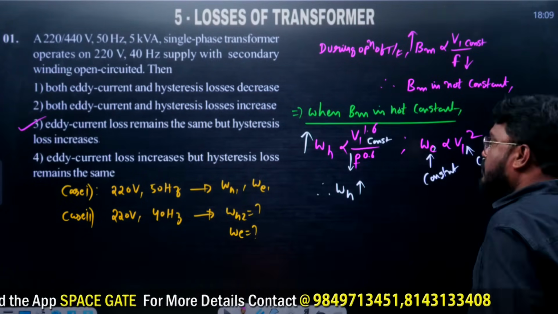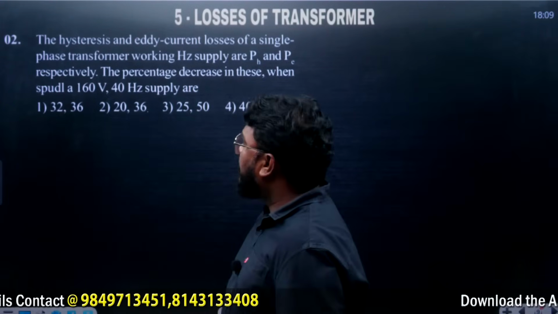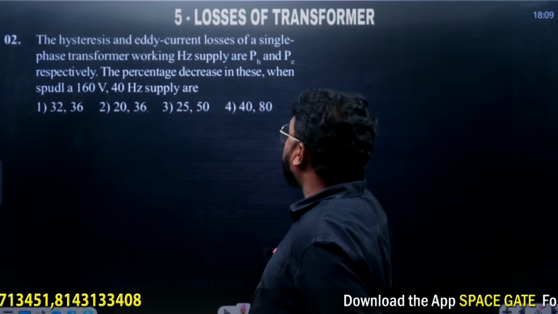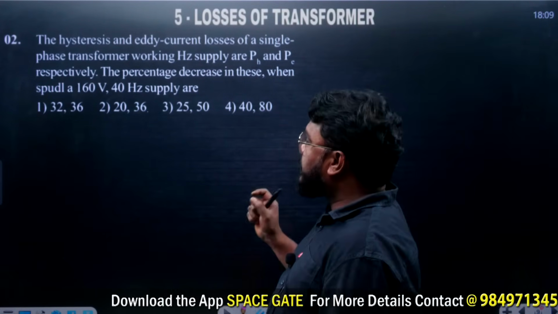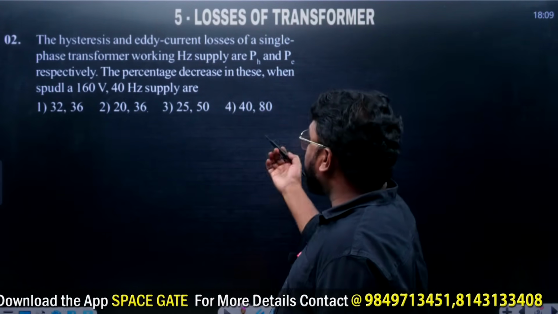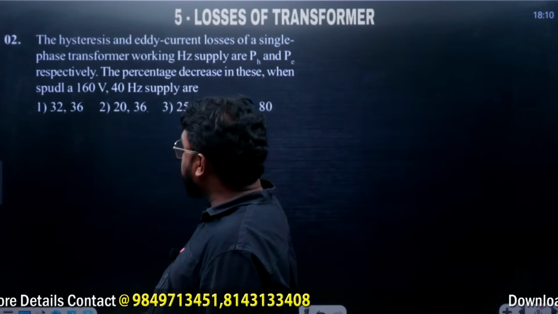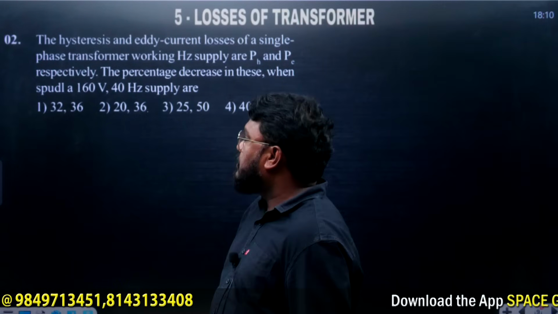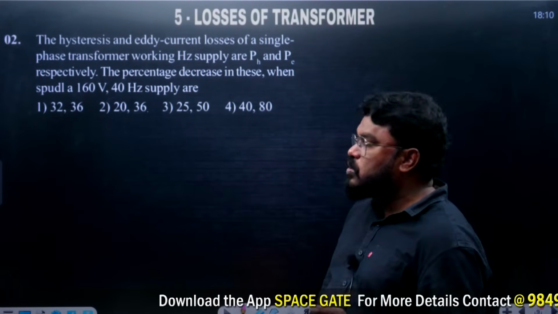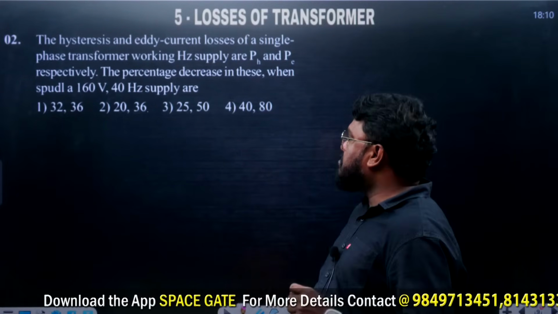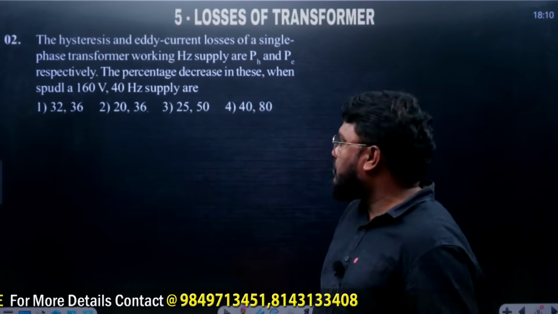And next, let us solve question number 2. The hysteresis and eddy current losses of a single phase transformer working on 50 Hz supply are PH and PE respectively. The percentage decrease in these when supplied with 160 volts, 40 Hz supply are: option 1, 32, 36; option number 2, 20, 36; option number 3, 25, 50; and option number 4, 40, 80.